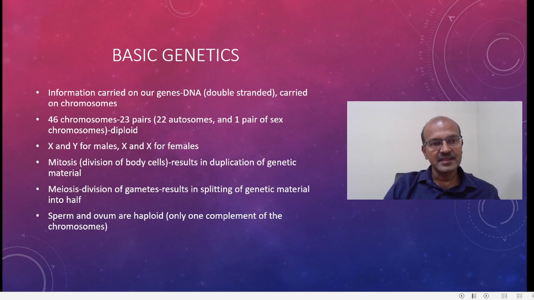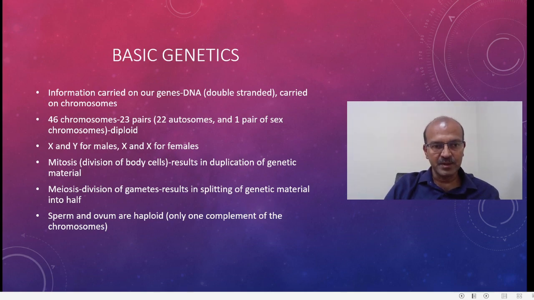Basic genetics. As we know, the information that codes the proteins for our body, the information that decides how we function as an individual, is carried on our genes. And the genes have genetic material in our DNA, which is a double stranded deoxyribonucleic acid. This is carried on chromosomes. There are millions of genes, and they are carried on the different chromosomes.